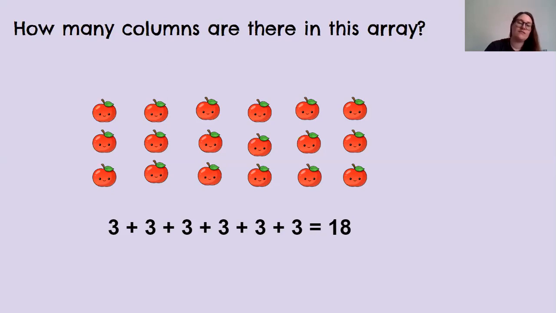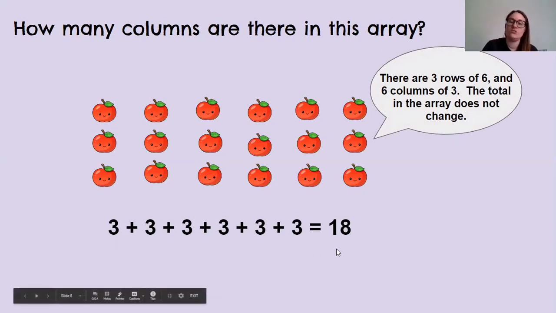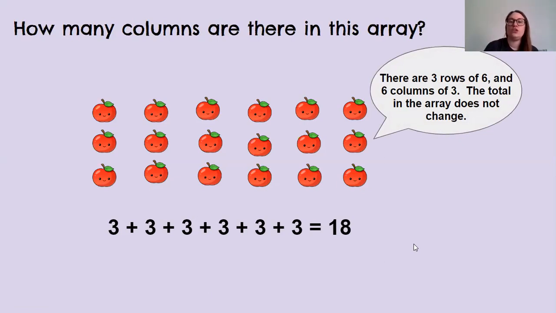So we have 6 groups of 3. So 3 rows of 6 and 6 columns of 3. The total in the array does not change, but it does change the repeated addition equation depending on if they're asking you for rows or columns. So in your work today, you're gonna wanna pay really close attention with the array. They're gonna ask you about rows or columns, okay?